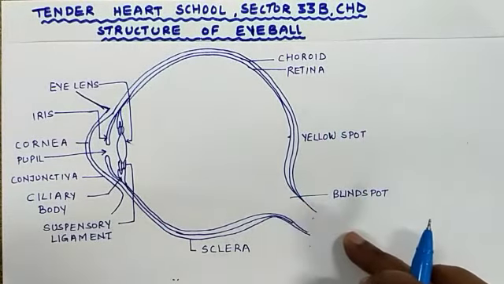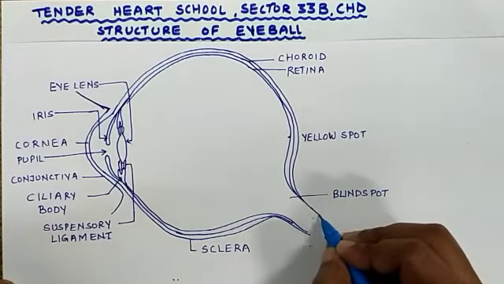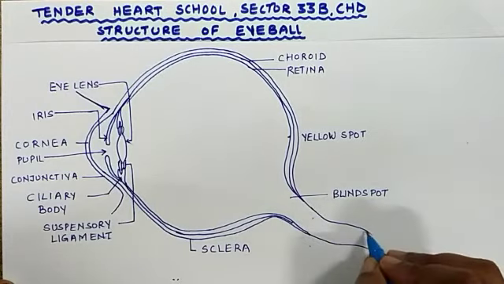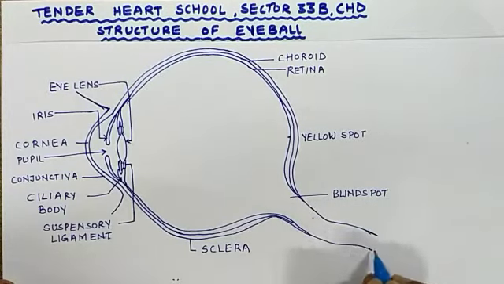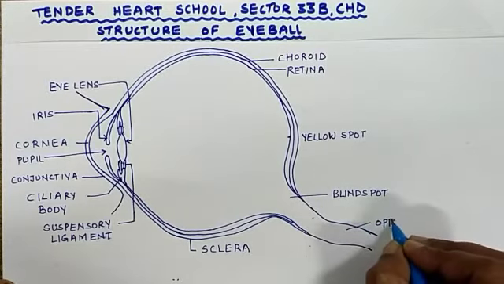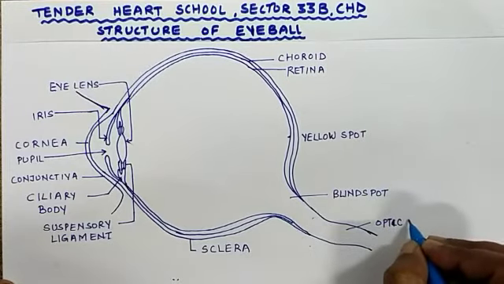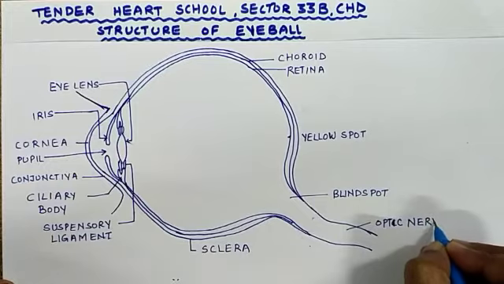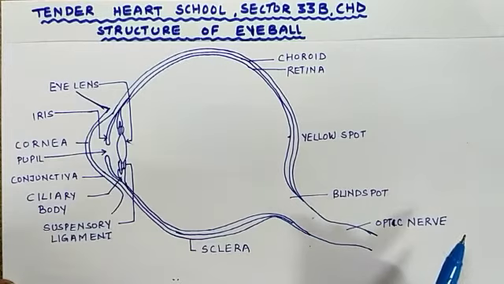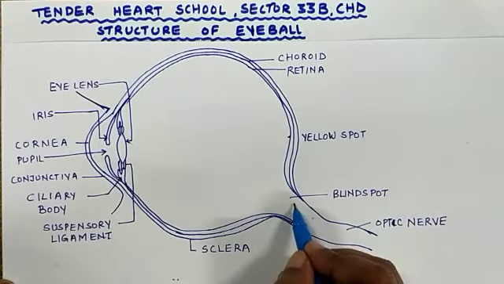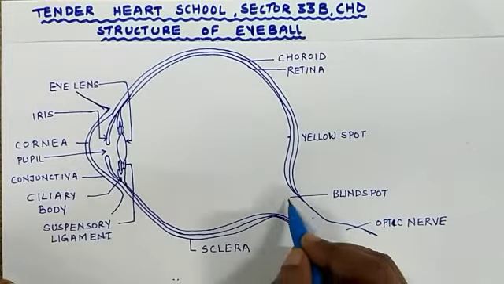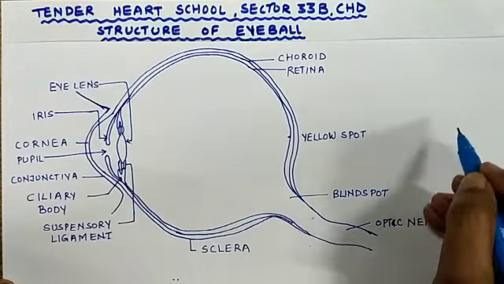They leave the eyeball through this blind spot and later they form what we call the optic nerve. So this is your optic nerve. We can label it as optic nerve. Optic nerve is the nerve which goes to the brain. It takes the signals from the eye and it goes to the brain. So this blind spot is the area from where all the sensory cells of the eye leave the eyeball and they form the optic nerve which further goes to the brain.